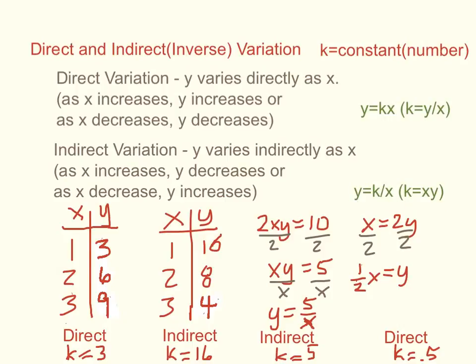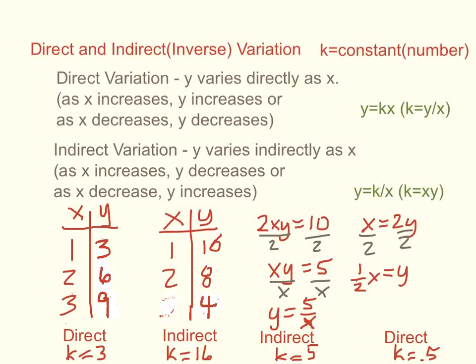If I multiply both sides of this equation by x, I get k equals x times y. And you can see 16 times 1 is 16, 8 times 2 is 16, and that's supposed to be 4 right here. So 4 times 4 equals 16.